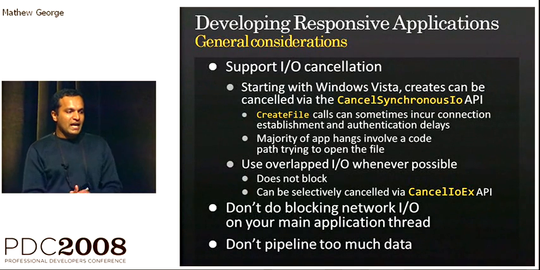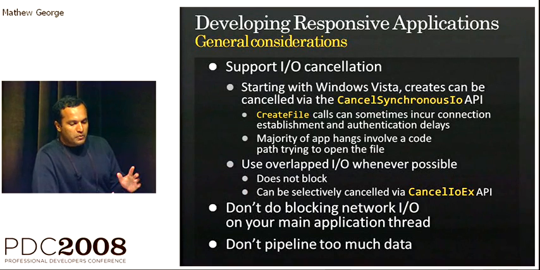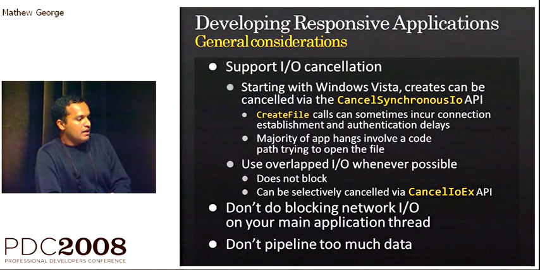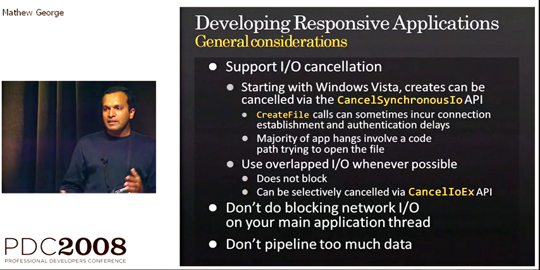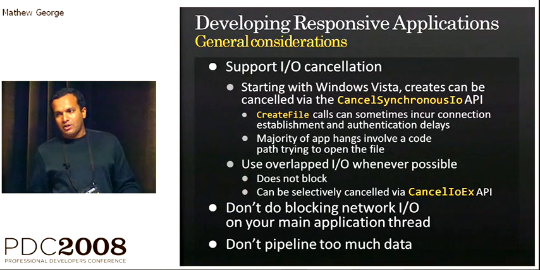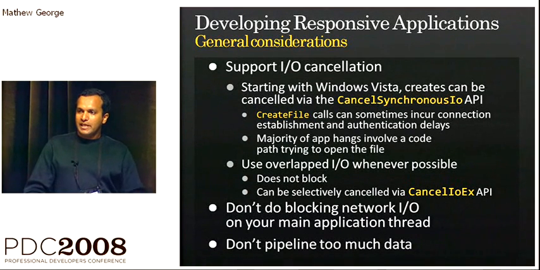And one caveat with pipelining, this is mostly oriented to throughput oriented apps. If you pipeline too much data, these requests get queued either on the server or on the client or on the network, and it'll be a while before they get completed.